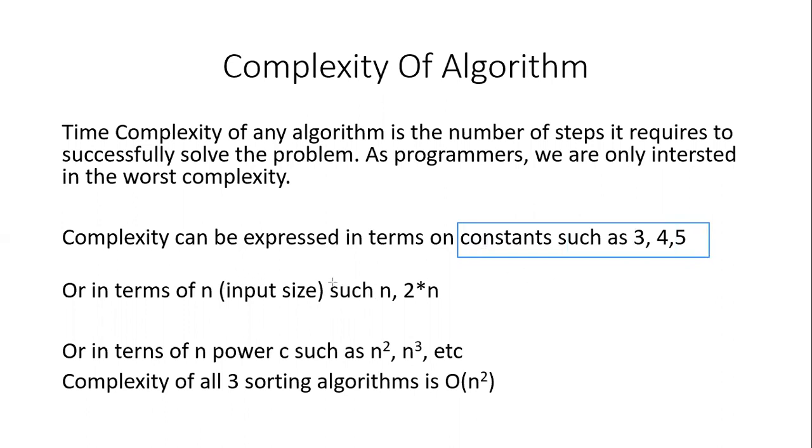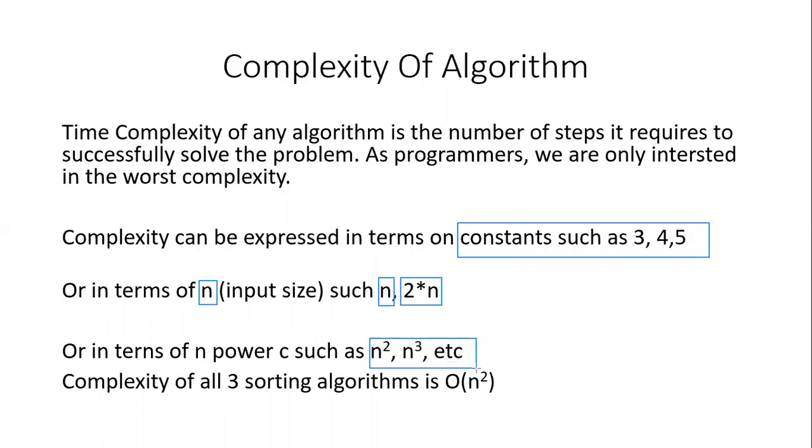The second is in terms of n. N means the number of inputs. So your complexity is not constant, but it depends upon the value of n. How? It can be n, it can be 2 into n, 3 into n, or 4 into n. So that means the complexity depends upon n. Or it is the power as defined here, n power c, that is n square, n cube, or n power 4.